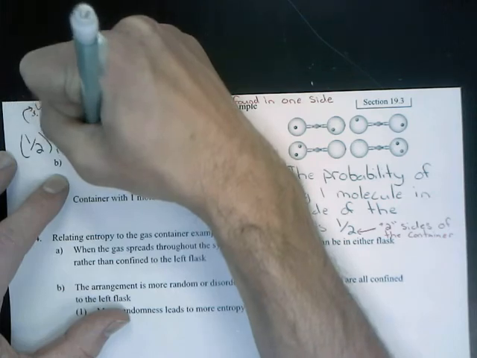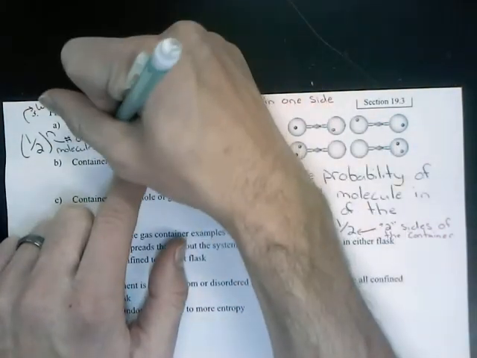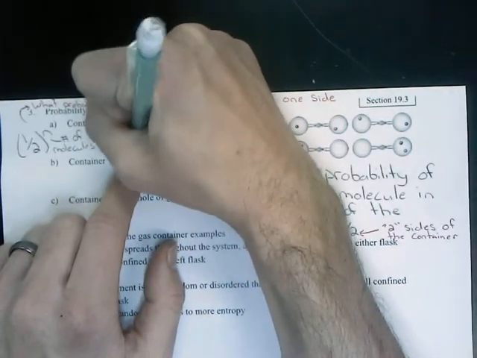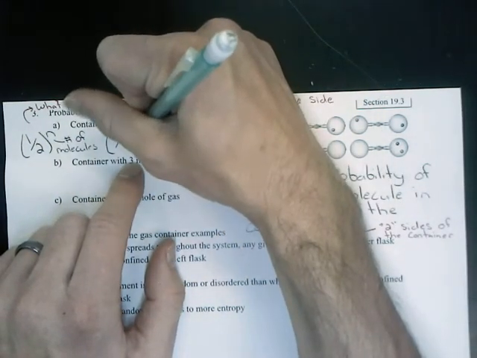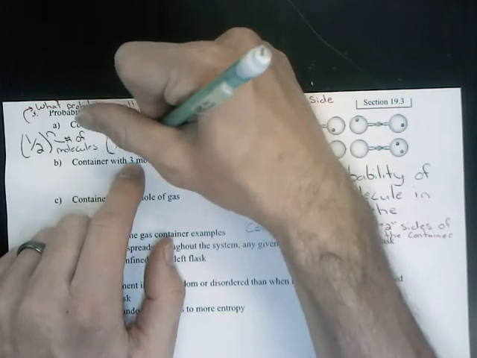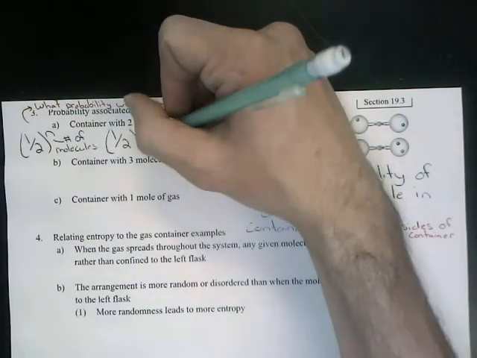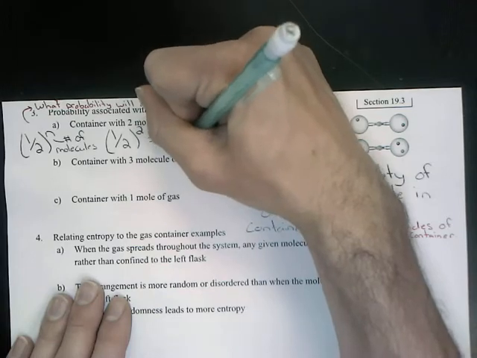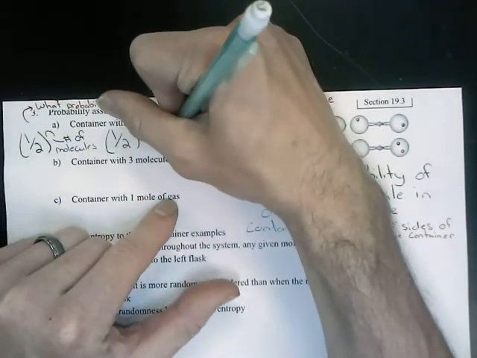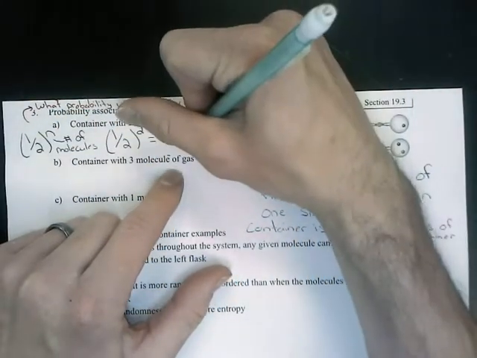So we now have two molecules. There is a 1 out of 2 chance it can be in one side, and so we raise it to the second power. What this means is that we have 1 out of 4 chances, or a probability of 25%, to find both molecules in one side.